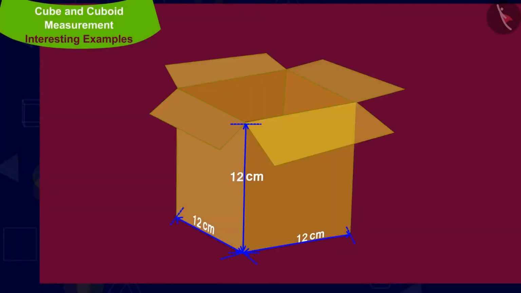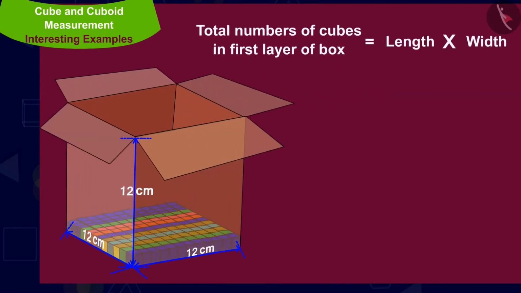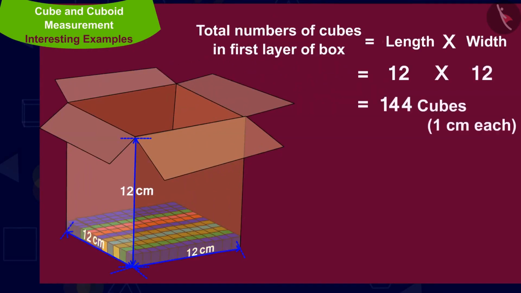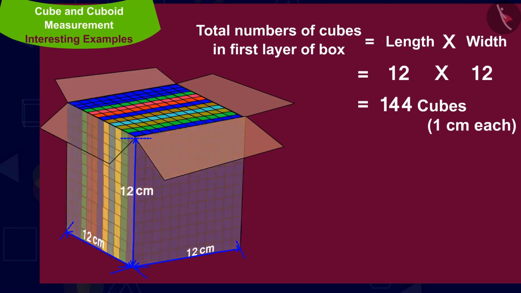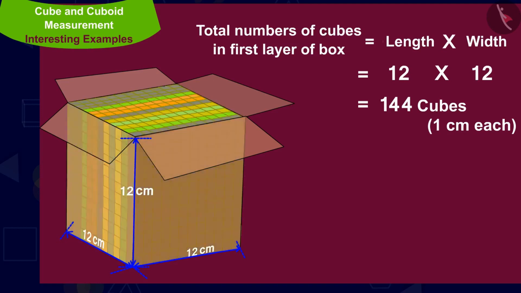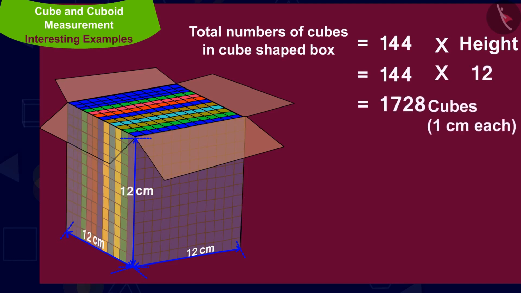This box is cube-shaped, so its first layer will contain 12 times 12, 144 cubes of dimension 1 centimeter each. The height of this box is also 12 centimeters. Or, this box will have 12 such layers of cubes of dimension 1 centimeter each. Therefore, this box will contain 144 times 12, 1,728 cubes of dimension 1 centimeter each.